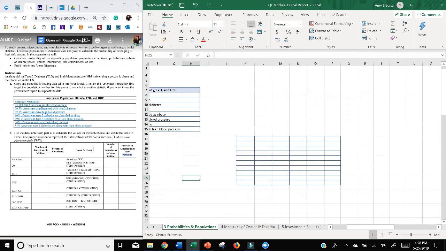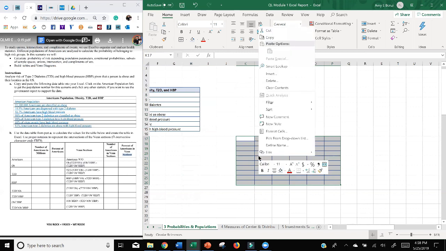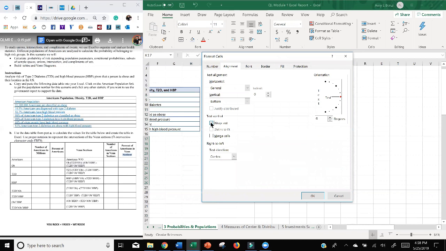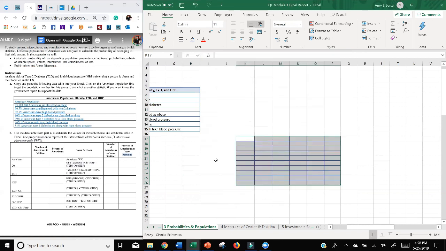All right, so let's get moving here. Another thing I'm going to do with this entire table, I am going to select the entire table, and then I am going to right-click it and format my cells and wrap. I might have to do that again now that I think about it, if I'm copying and pasting. We'll see how it goes.